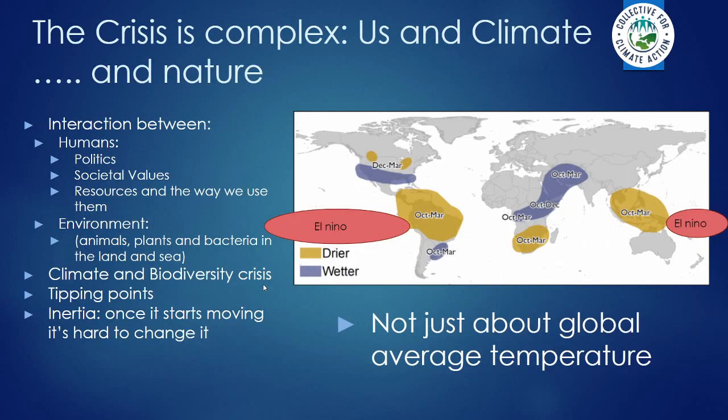So if you haven't got it already, it's really, really complex. It's all to do with our interaction with the environment, and it's informed by our politics, our societal values, how we use resources and the way we use them, or how much we use them, and also how we damage the environment or take care of the environment, because that's what's going to get us out of this mess. Largely it's going to be natural processes that are going to make a big bit of the difference.